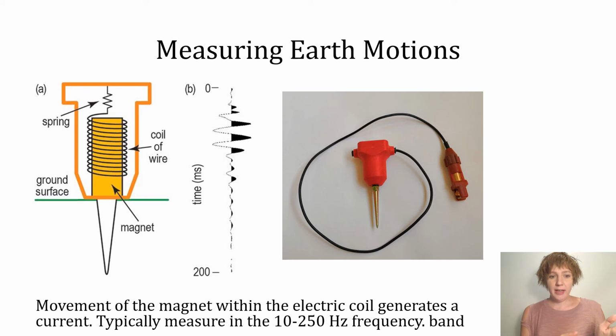So here's an example of sort of the internal structure of a geophone. And then there's an example of a trace of what we might be recording from this geophone. For more information about how it is that magnets moving through coils are able to generate electricity, see the following videos.